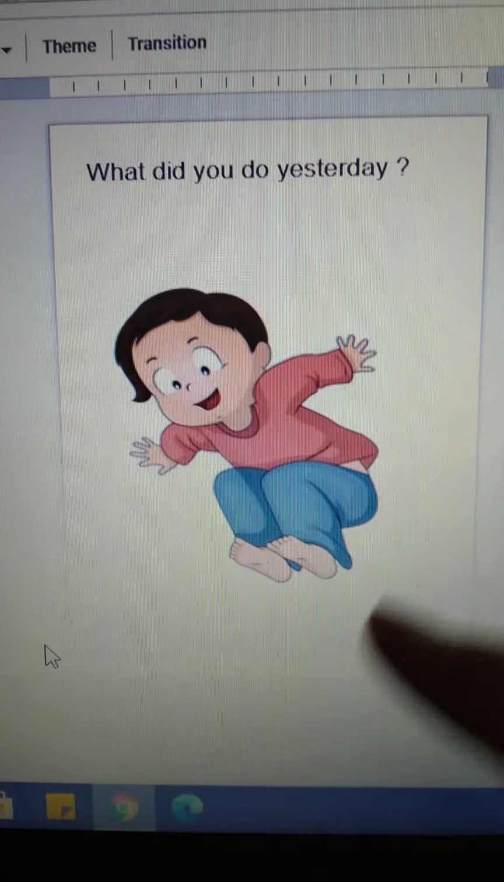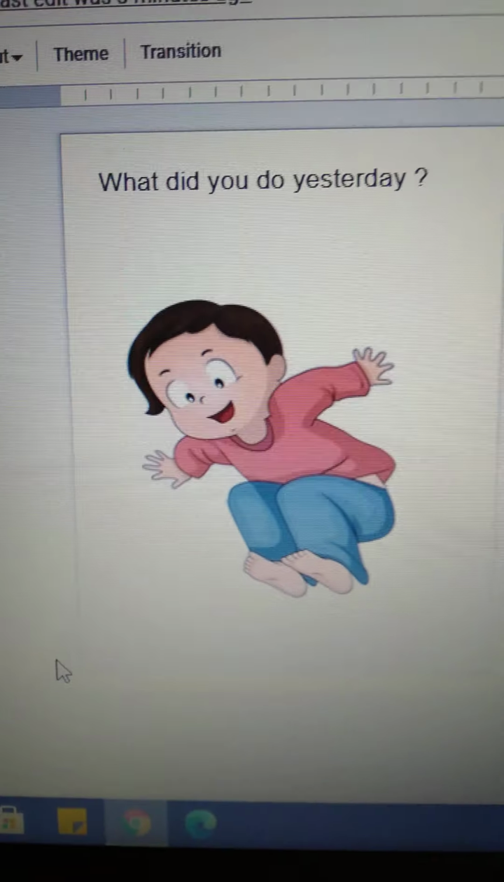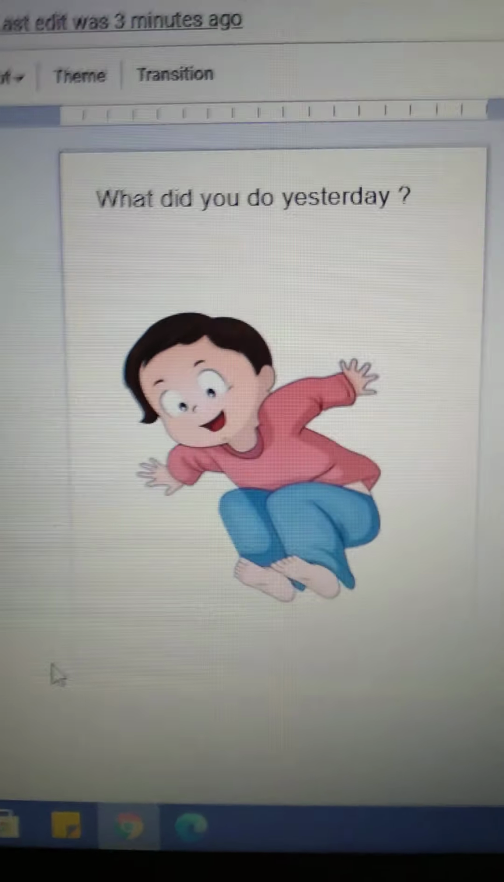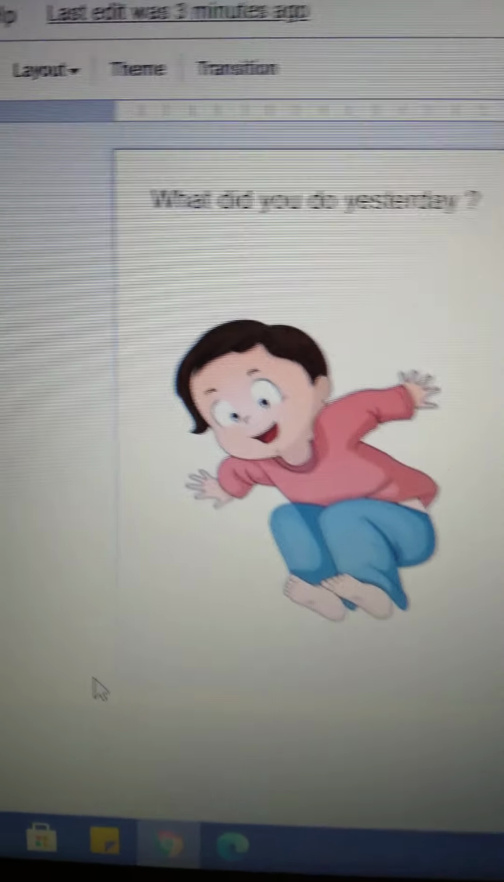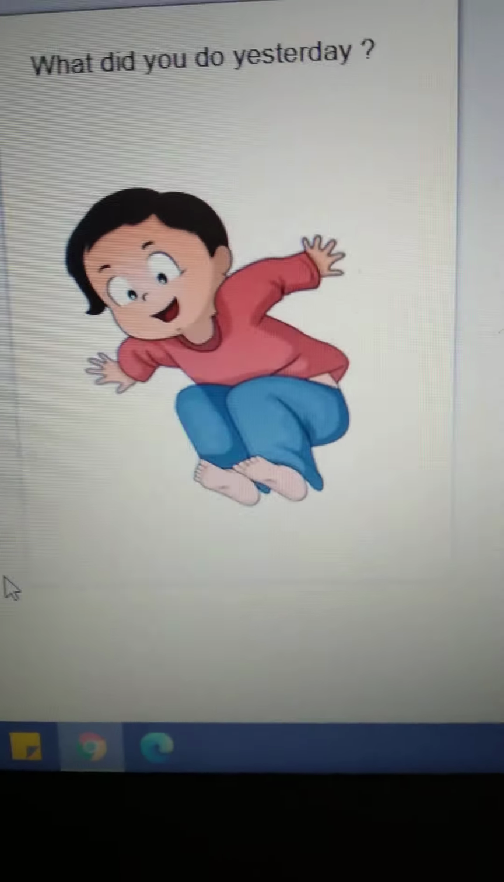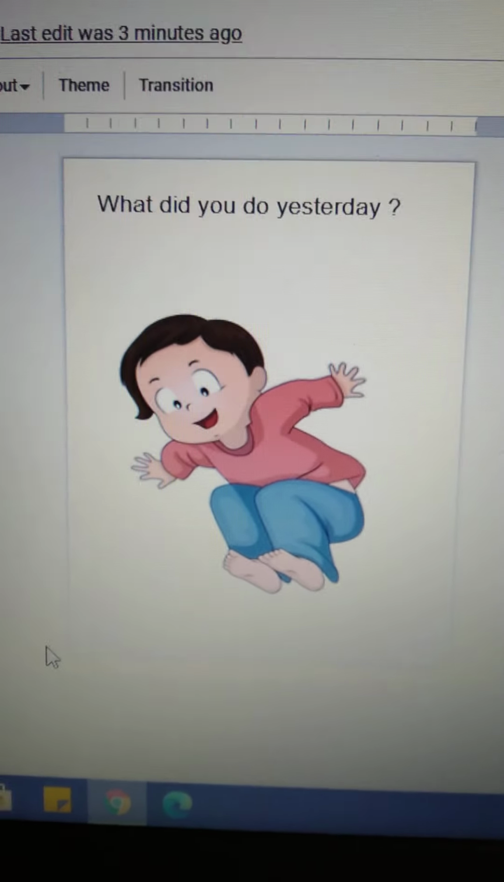Right? Because here he is jumping. I jumped yesterday or I jumped early this morning. All that action of jumping has already happened. So he will have to say, I jumped, right? And if it was happening now, he would say, I am jumping.